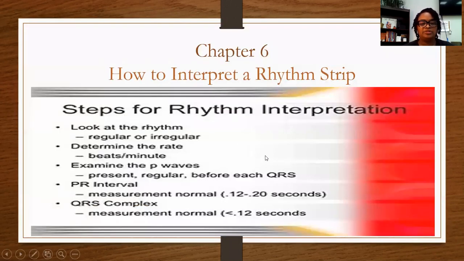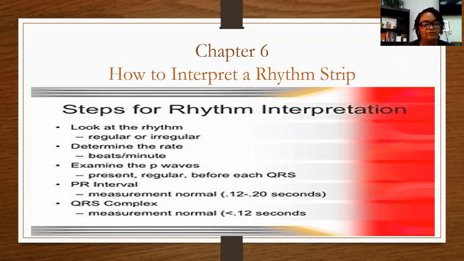The 5 steps to interpreting a rhythm strip are: number 1, look at the rhythm and determine whether it's regular or irregular. Number 2, you're going to determine the heart rate, and that's going to be your beats per minute. Number 3, examine the P waves, and you're looking to see if the P waves are present and if you have one before each QRS.